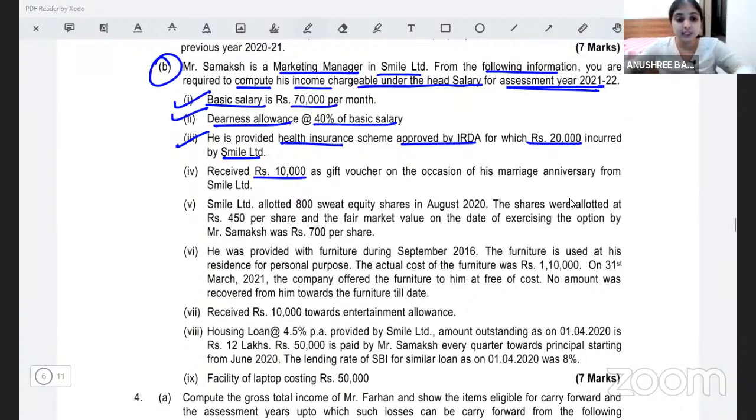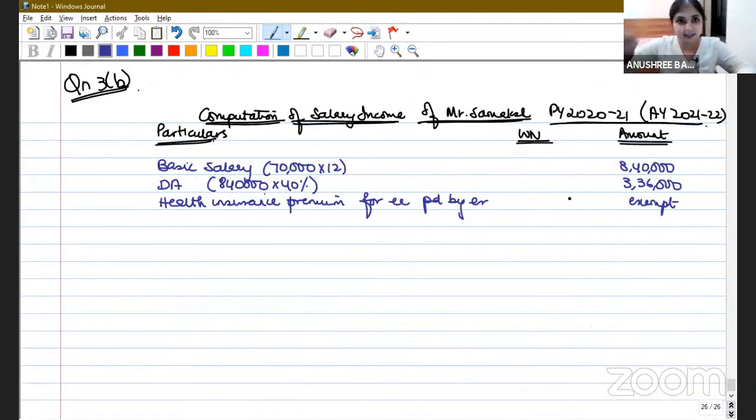Then received 10,000 rupees as gift voucher. Gift voucher will always be treated as gift in kind. Gift in kind up to 5,000 is exempt. If it is more than 5,000, there are 2 views. View number 1, more than 5,000, entire amount will be taxable. View number 2, more than 5,000, only the excess will be taxable. So it depends on you. You can do it either way. Answer will be different, but both answers will be correct.